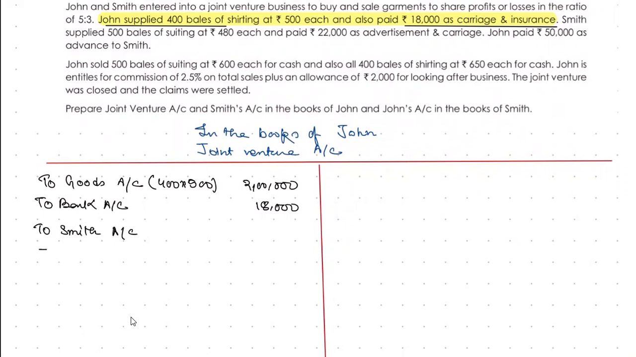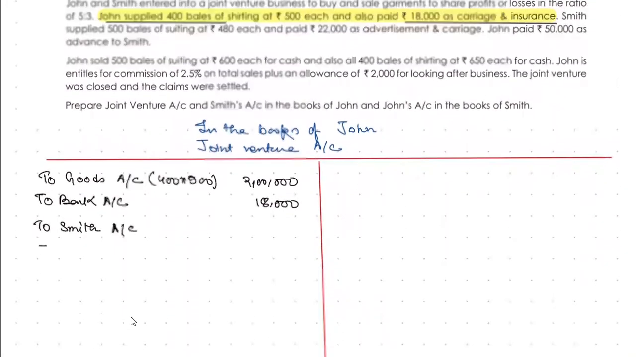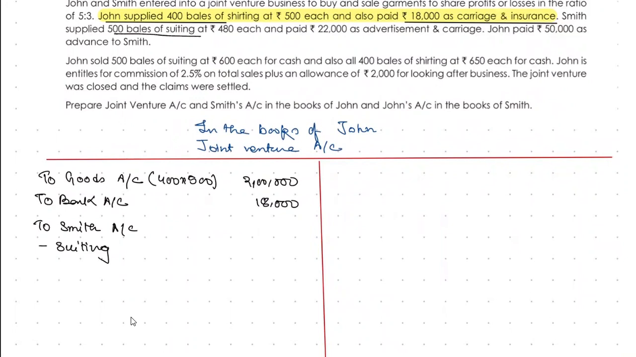Now see, he has supplied goods. So let's write it, suiting, 500 of 480 each. How much is that? And he has also paid advertisement in cash. 500 into 480, how much is that? 2,40,000.